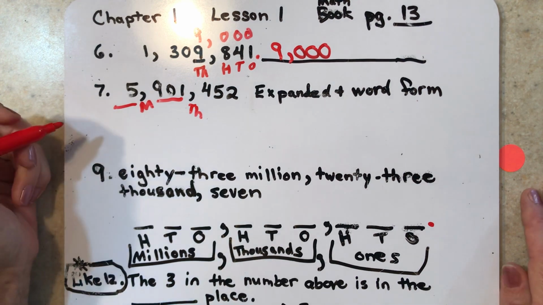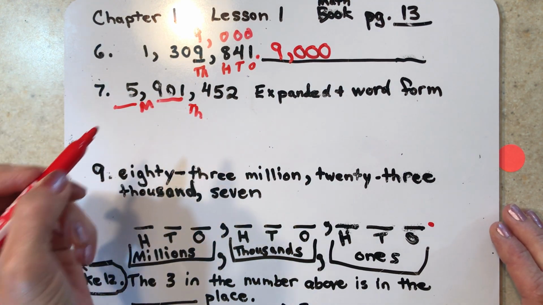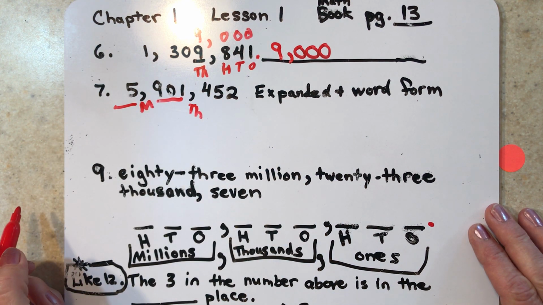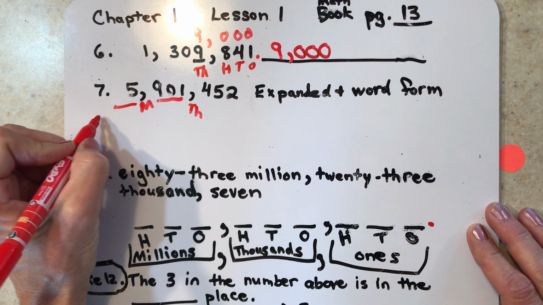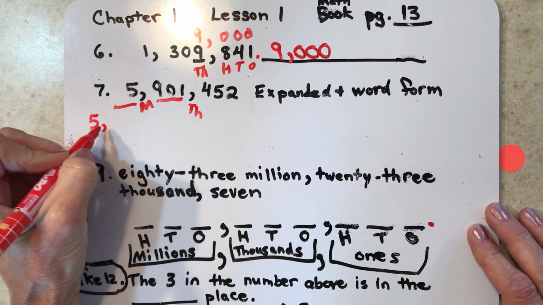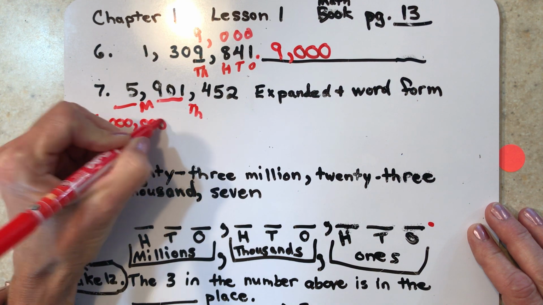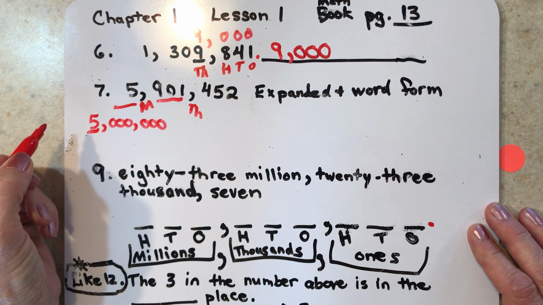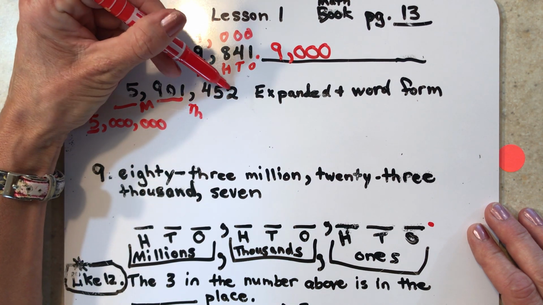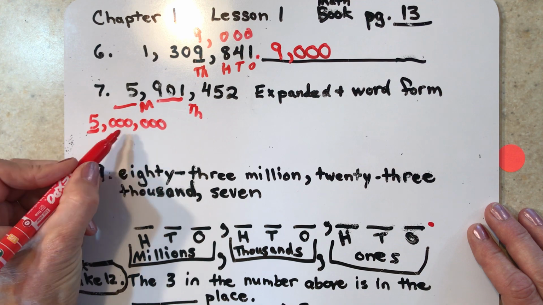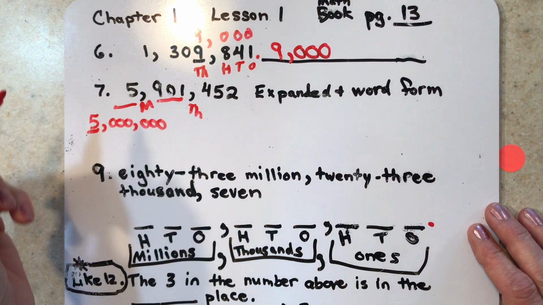So 5,901,452 expanded. I'm going to start with my 5. I like to write 5 million and just put it all together. I need to put enough zeros to make sure that this 5 is in the millions place. So I need 1, 2, 3, 4, 5, 6 zeros after it, and that's what I have. So that's 5 million.